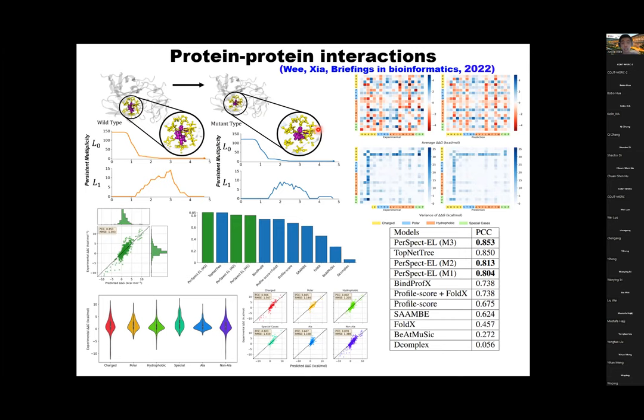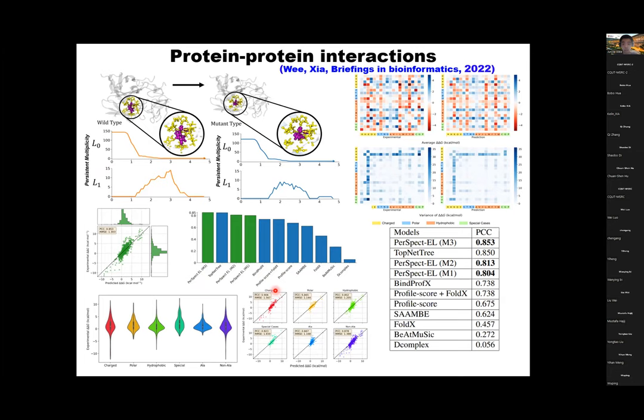For each protein-protein structure, we have a wild type, which is the unmutated structure, and the mutated structure, which is what we get after the simulation. For each of these two structures, we can perform a persistent spectral based filtration and obtain the persistent spectral features. And we throw that into our learning models, and we also achieve a performance that is better than the traditional molecular models there.